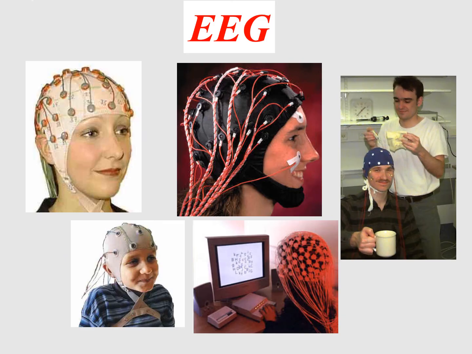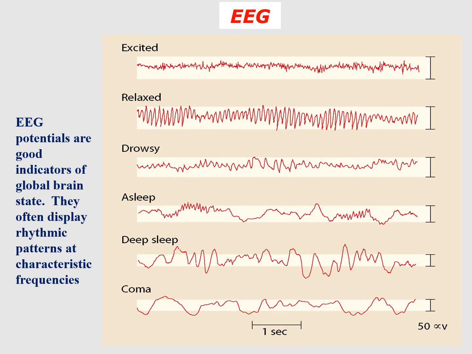These images show the EEG. You can see that electrodes are attached to the scalp for recording the electrical behavior of neurons in the brain. From the result we get a graph. Here we have a few EEG potential graphs that indicate the state of the brain.